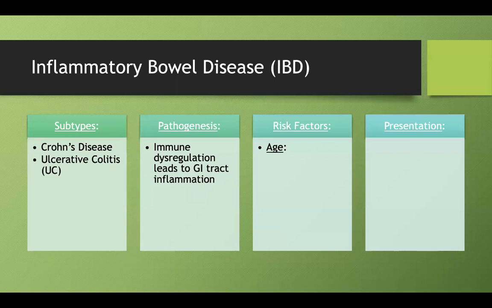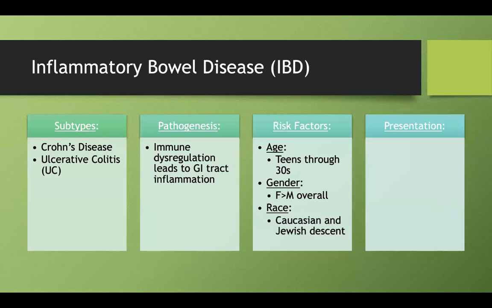There are some risk factors. Oftentimes on tests, the person who's getting this disease is going to be in their late teens through their 30s. In real life, you can have people with Crohn's who get it in their 60s. There's a bimodal distribution, but on tests, always consider teens through 30s. It's going to be more common in females, but I don't want you to assume it's just in females. They will test on both. And for race, it's often Caucasian or Jewish descent.